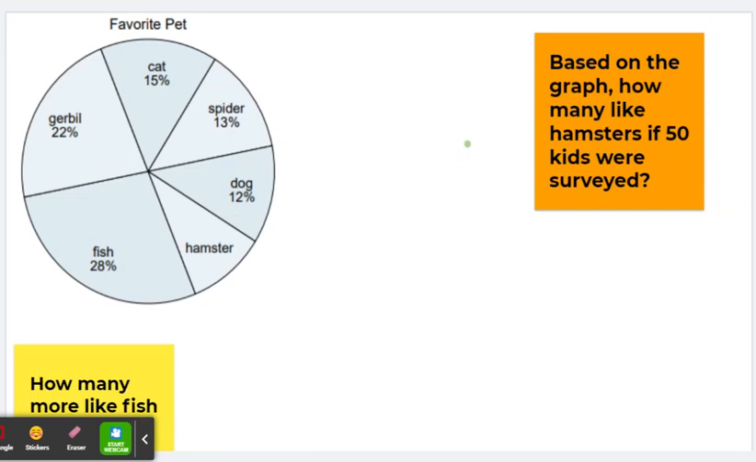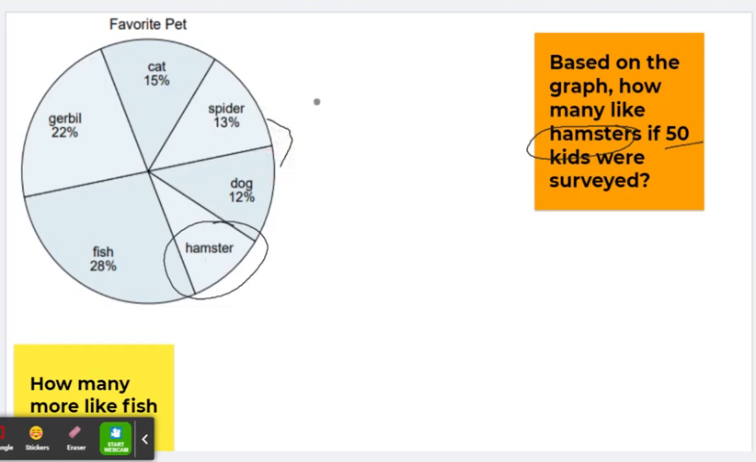Now we're going to solve the next sticky note. It says, based on the graph, how many like hamsters if 50 kids were surveyed? Well, let's look at our data here. We need to have hamsters, and we're looking at 50 kiddos surveyed. So when we look at our circle, we see hamsters right here. Oh, we're missing our percent. So we need to find that missing percent. So we see all of these here, so we need to add these up, and then we will subtract to find out our hamster piece.